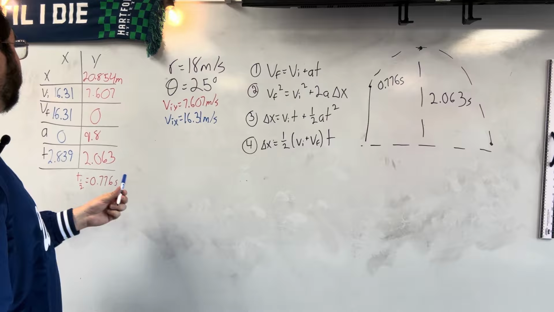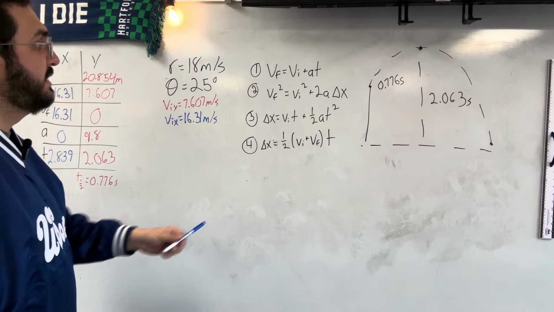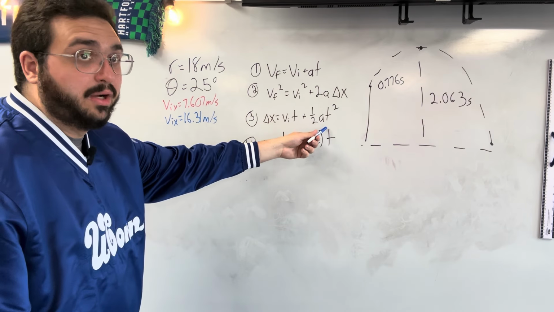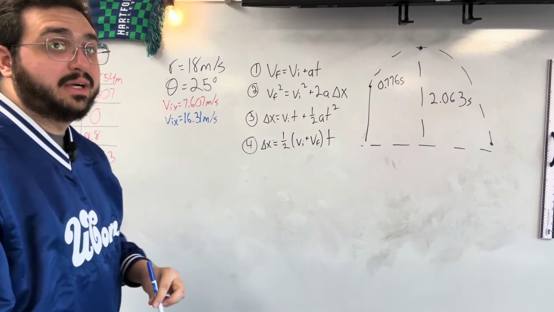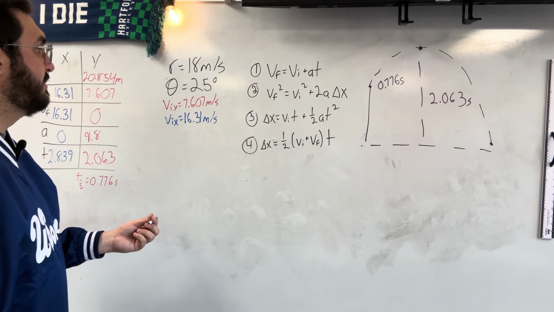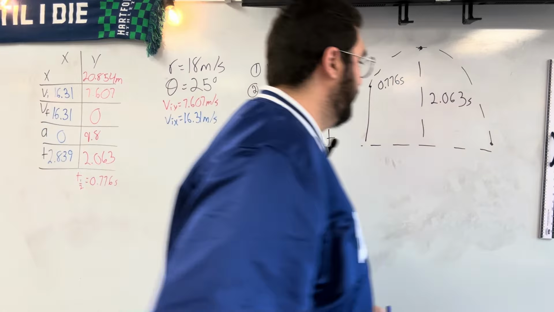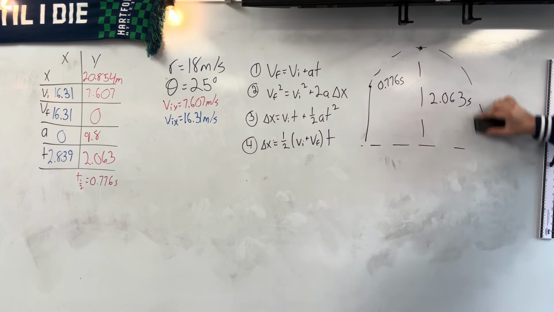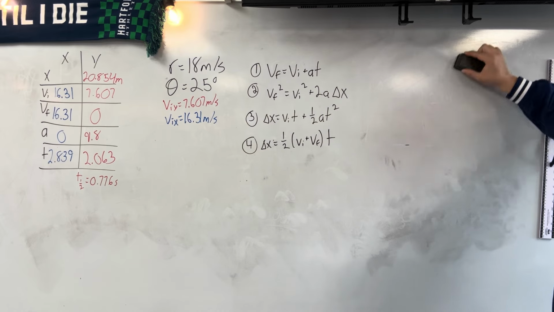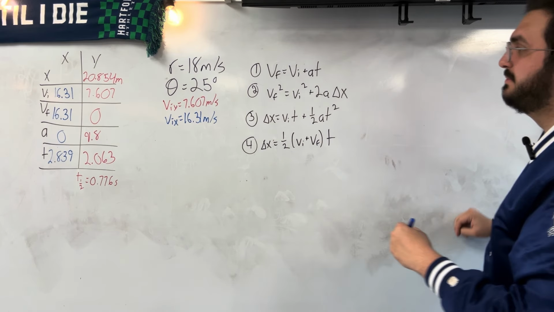Delta x is equal to v initial, 16.31, times time by 2.839, plus 1/2 times a, 0, so this whole term goes away, times t squared. So all I'm going to end up doing is just multiplying these two things together, and I'm done. So let's go ahead and do that math out. That way we can finally be done with this problem and done with this video. And the run time is already kind of going up on this a little bit.